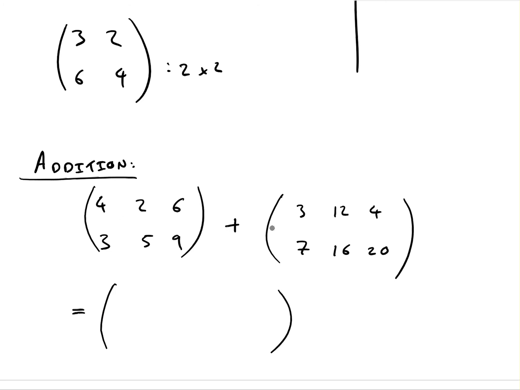So this is 4 plus 3, which is 7. This is 2 plus 12, which is 14. This is 6 plus 4, which is 10. This is 3 plus 7, which is also 10. 5 plus 16, that's 21.